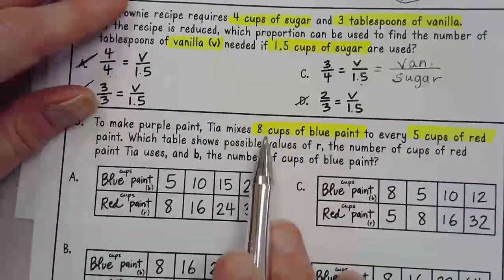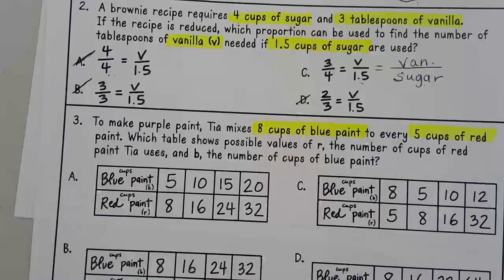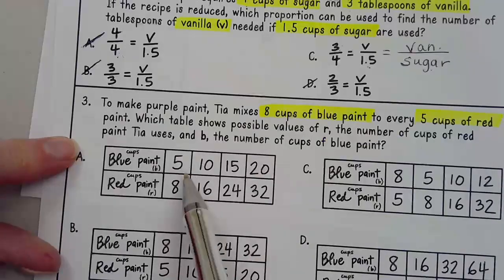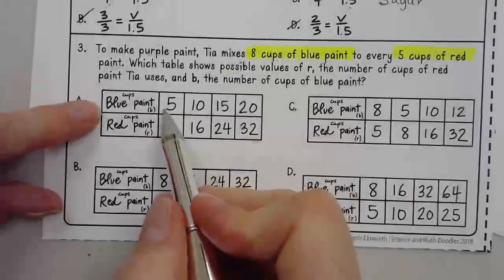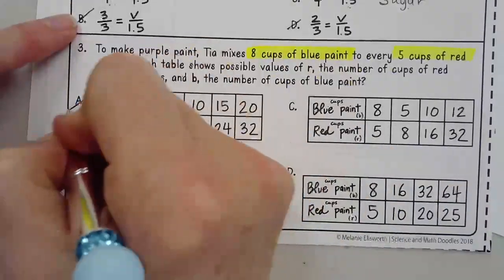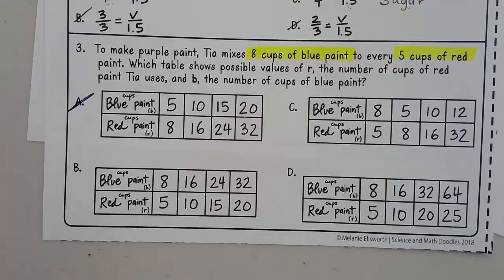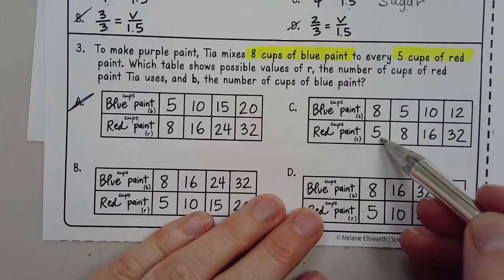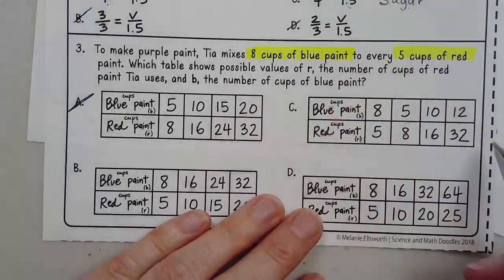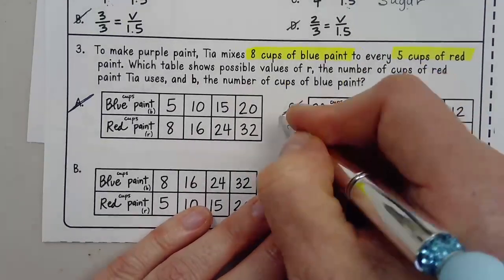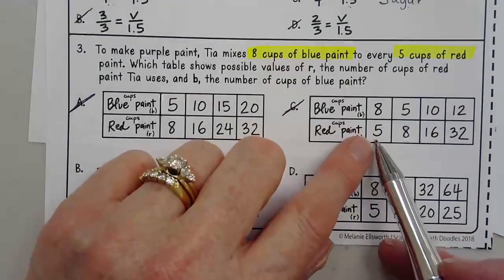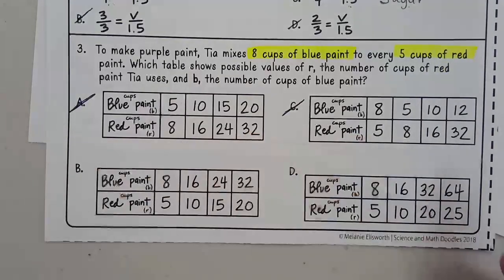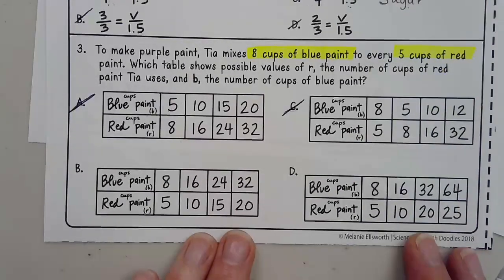For the next one, I have 8 cups of blue paint, 5 cups of red paint. First thing I see is that A has the numbers backwards, and I have to have the same order. So for this one, because blue has to be 8, I know it's not going to be A. Looking at this very carefully, I see something that looks very strange on C. I see that I have 8 to 5, but then 5 to 8. That doesn't work because I can't change 8 to a smaller number and then 5 to a bigger number by multiplying both by the same. So that brings us down to these 2.